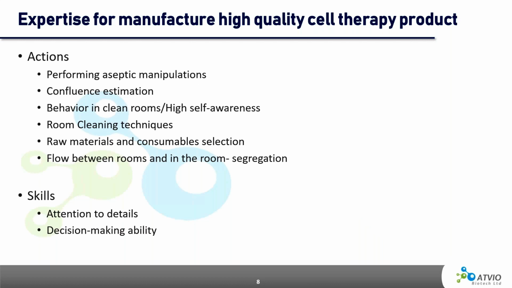For example, confluence assessment will determine when to perform a passage. Making this decision wrongly can affect the yield if we harvest the cells at the wrong time. The aseptic techniques that will be used in the process can also impact the yield if performed in the wrong way, harming the consistency from one batch to another.